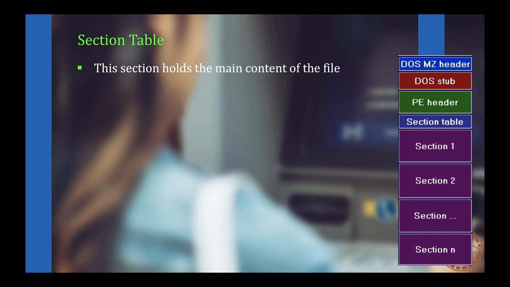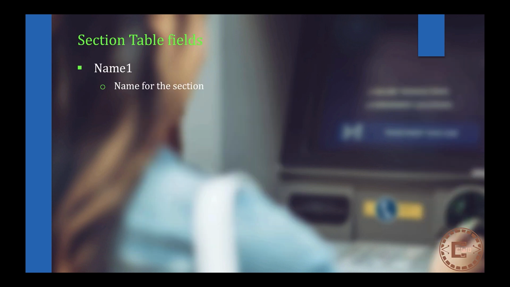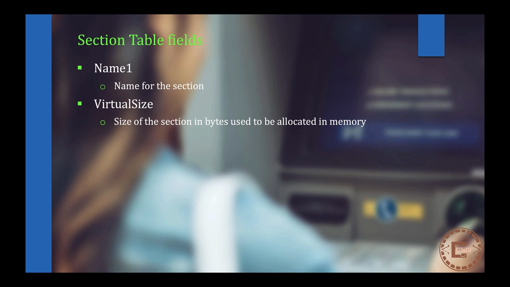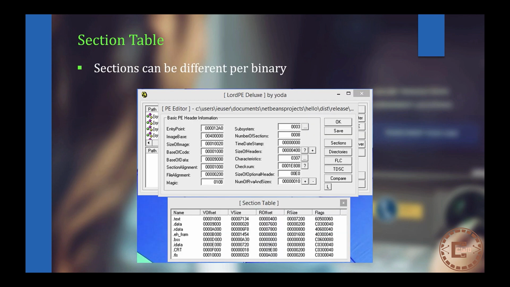Now, let's talk about the section table, okay? So the section holds the main content of the file, and a program has multiple sections, and let's see what are those sections. Before that, you have a section which has a name of the section, the size of the section, the address in the memory where it starts, and the characteristics.